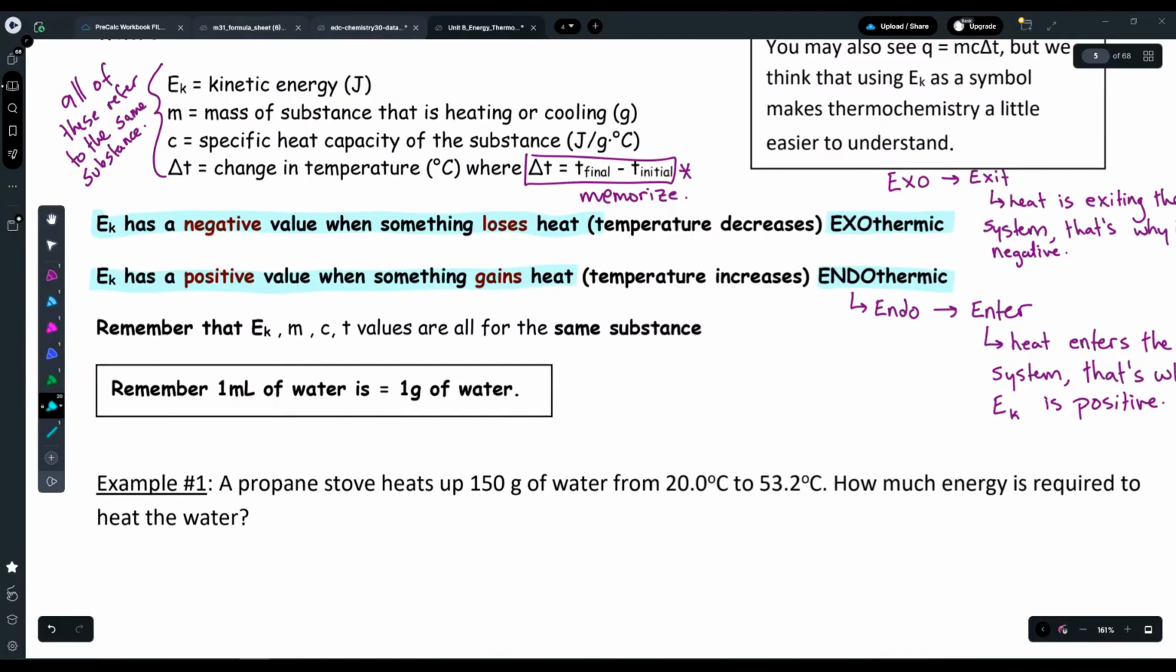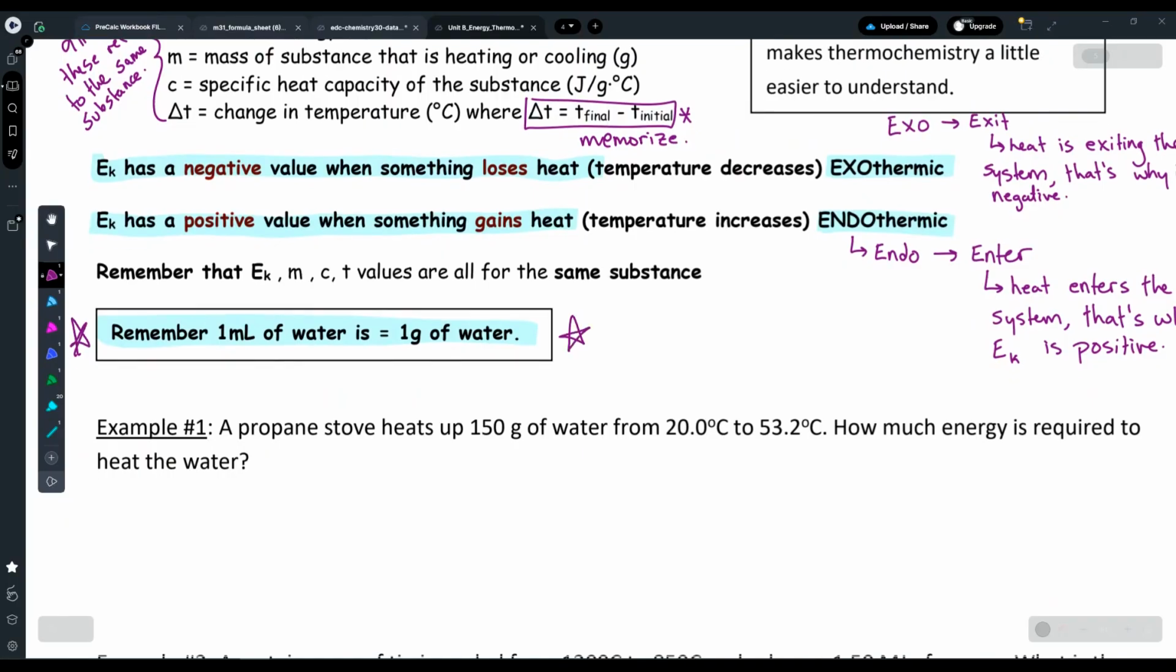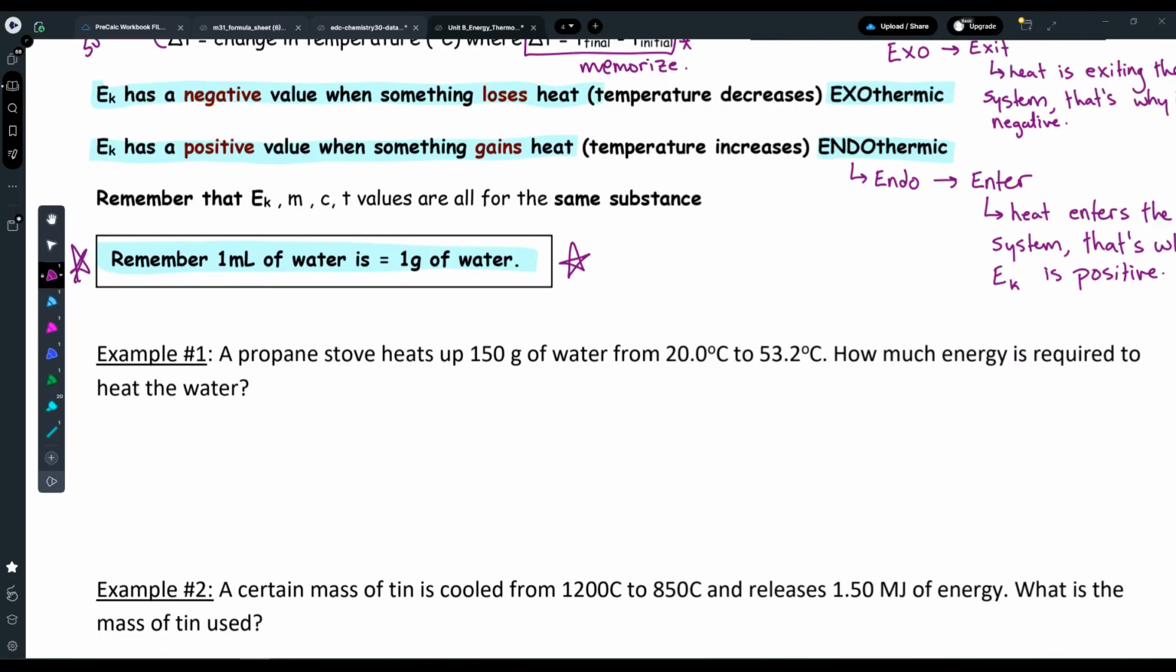Another important detail that's going to be coming up later is that if you're ever given a volume of water, just remember that 1 milliliter of water is equal to 1 gram of water. That is something that you need to memorize because it does come up throughout this booklet.